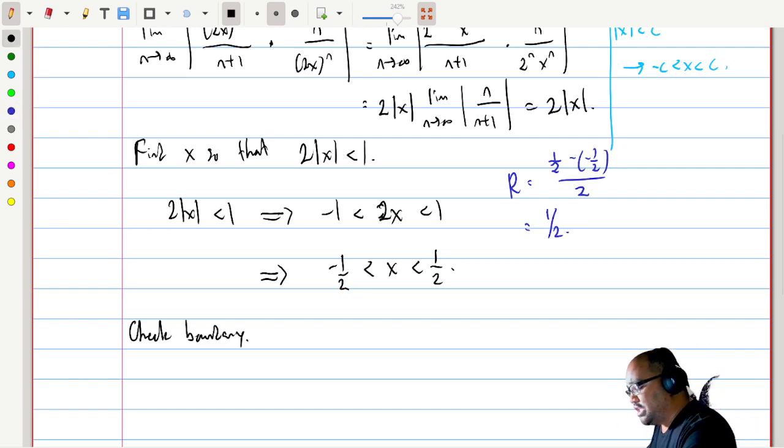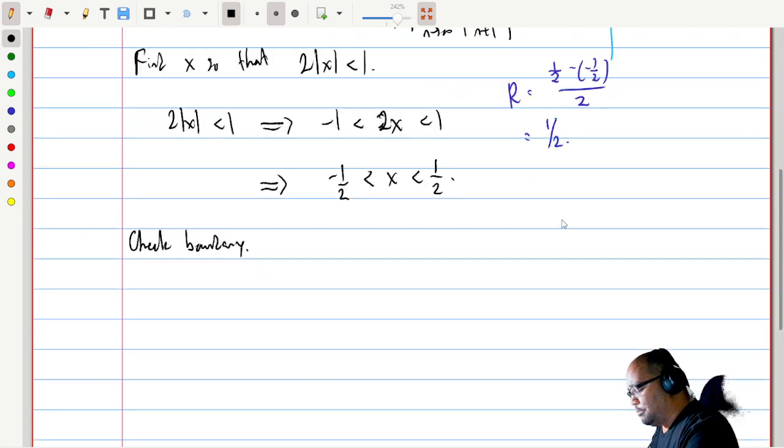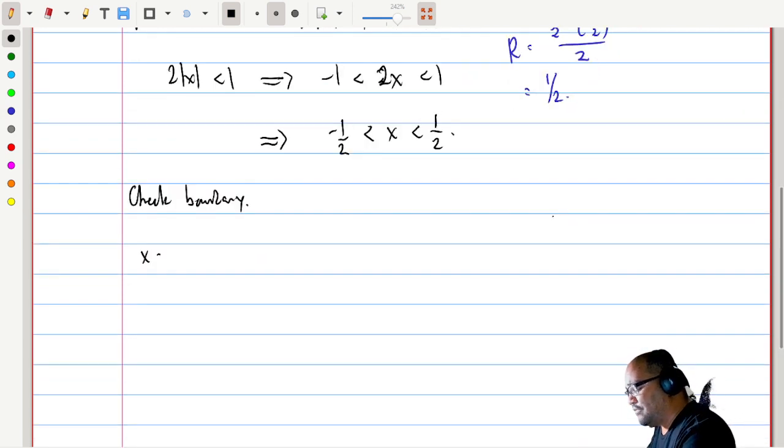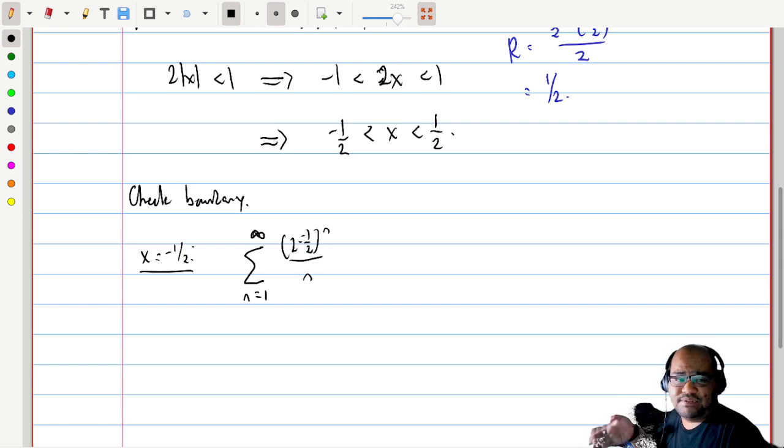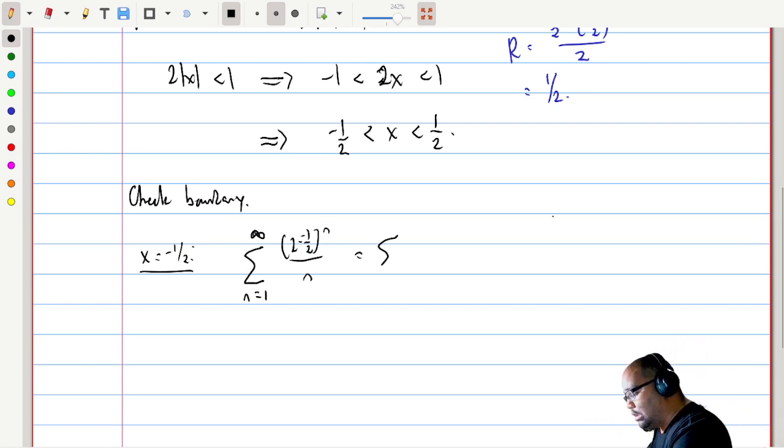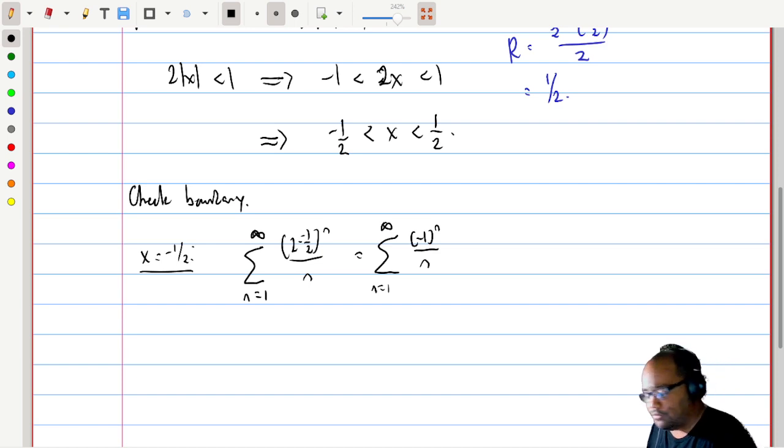All right. So we're going to check the boundary points. So we're just going to plug in x equals minus 1/2 and plus 1/2 into our series. So for x equals minus 1/2, I have the sum from n equals 1 to infinity, 2 times minus 1/2, to the n, over n. Well, 2 times minus 1/2 is minus 1. And this is my alternating p series. This has a sum that is related to the natural log of 2.